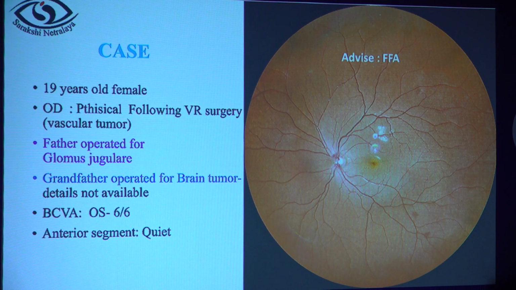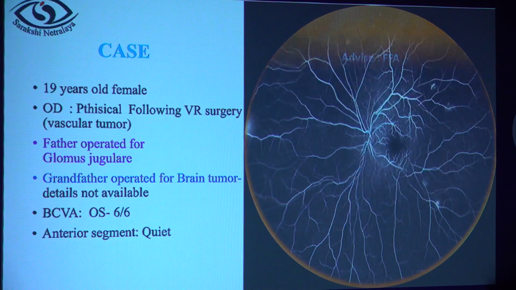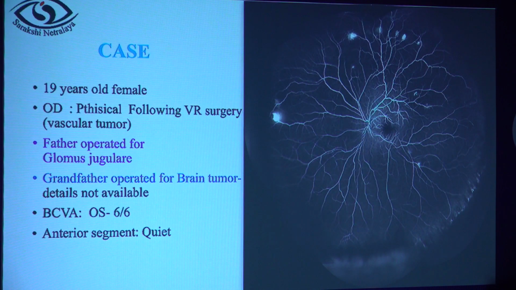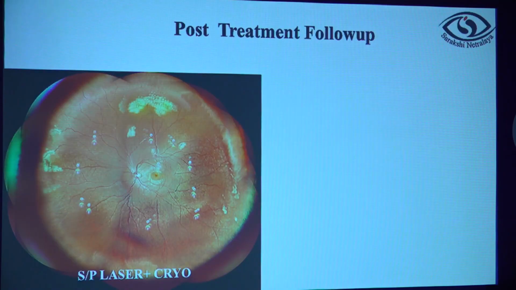Almost all of us are senior vitreoretinal surgeons, but I was not very happy. I wanted to be sure I'm not missing out something. I did an angiogram, and we could pick out so many vascular tumor lesions, and it was a case of von Hippel-Lindau. Once we diagnosed von Hippel-Lindau, we treated this patient with triple freeze cryo as well as lasers.